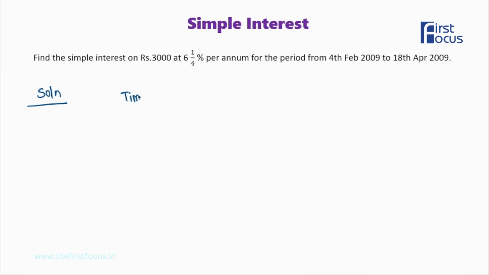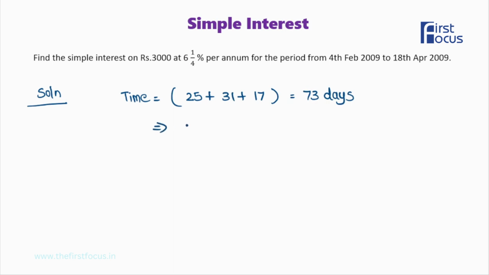So the time period starts in February 2009. Since it is not a leap year, the number of days in February will be 28. From 4th February to 28th February, it is 25 days. In March, 31 days. And in April, we have to consider only 17 days, because on 18th April we are going to withdraw the money, so we should not count the withdrawal date. So the total time period is 73 days.